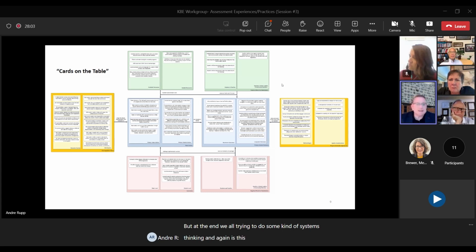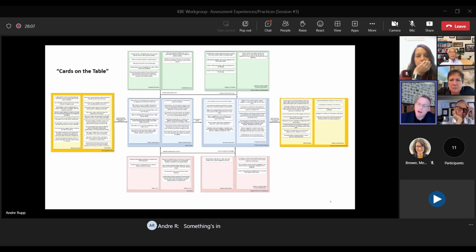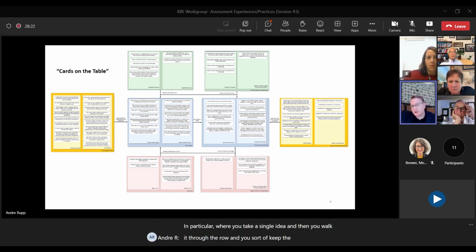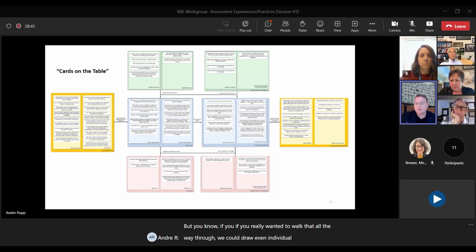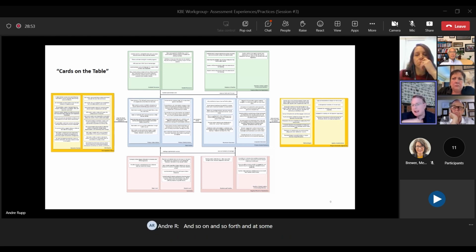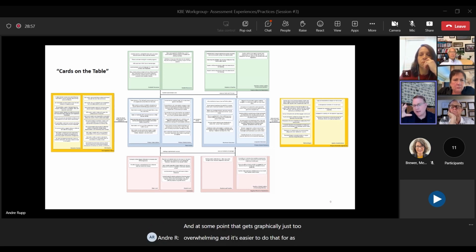And again, is this perfect? No, it's not. This representation trades some things in relative to others. So the table, for example, the advantage of a table representation is that you can take a singular idea, and Lisa, you did a great job at that in particular, where you take a singular idea and then you walk it through the row and you keep the focus on that idea and you keep the boundary relatively simple. This is a little bit more of a grab bag, the way I've set this up, where different ideas that are related are represented here. But if you really wanted to walk that all the way through, we could draw even individual arrows between individual white boxes inside and say, this particular action has an impact on this particular outcome and so on and so forth. And at some point that gets graphically just too overwhelming, and it's easier to do that for maybe a smaller aspect of the space.